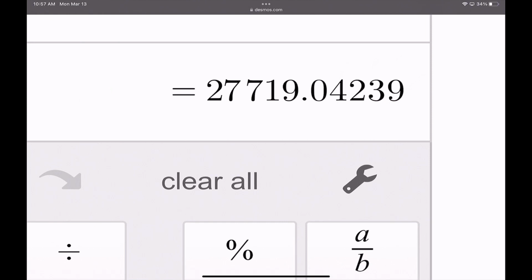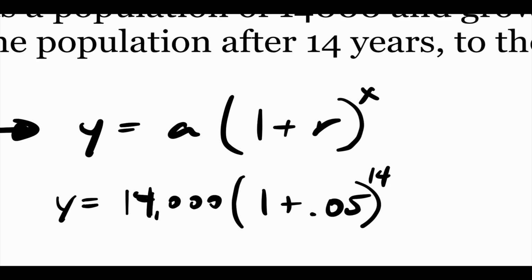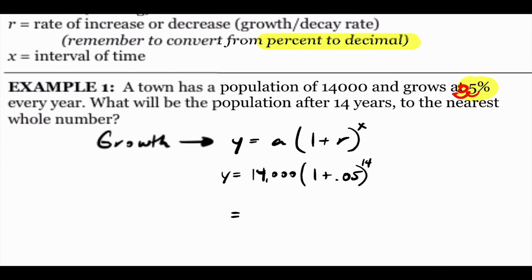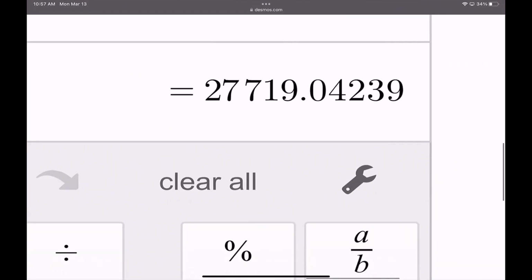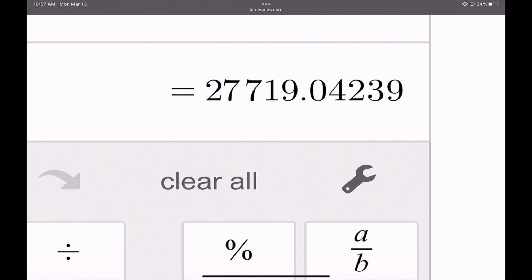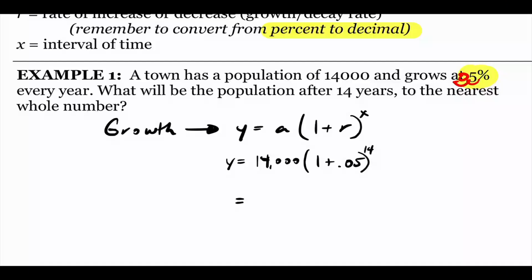Well, it's got decimals, so we're going to round it. It says round it to the nearest whole number. Everything to the left of the decimal is a whole number. Everything to the right is a decimal. The last whole number is the 9 in front of the decimal. So to see if we have to round up, we look behind it, right? 0 says stay where you're at. 0 is small, so we're going to stay at 27,719.